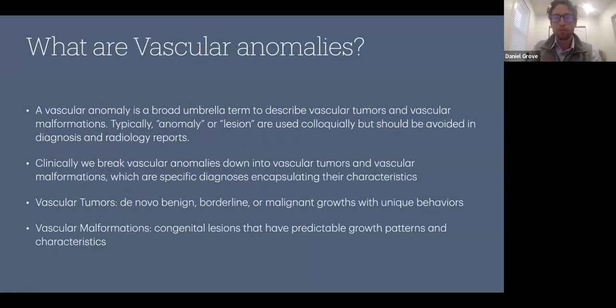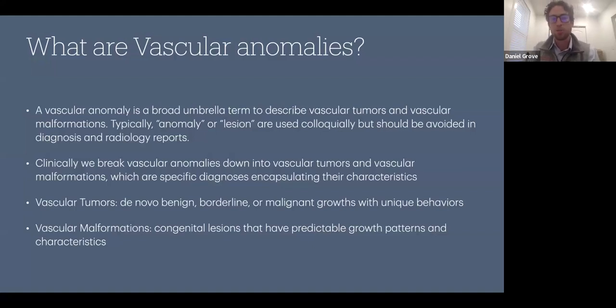So what are vascular anomalies? A vascular anomaly is a very broad umbrella term. We use this colloquially. Typically, when we're addressing vascular anomalies, we're not specifically mentioning a diagnosis. If we're talking about vascular anomalies, we're breaking them down and talking about either vascular tumors or vascular malformations.